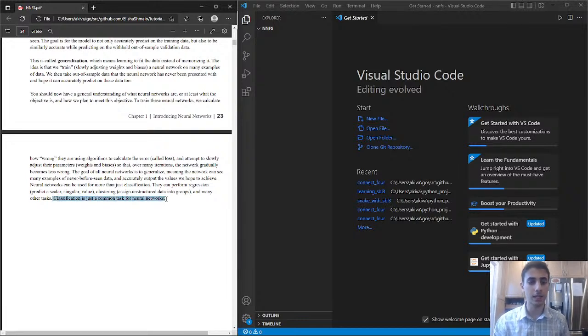Classification is a common task. It's also a big breakthrough because people didn't always think that neural networks would be able to look at an image and understand the image. And that was a big breakthrough. And also it's super easy to understand.